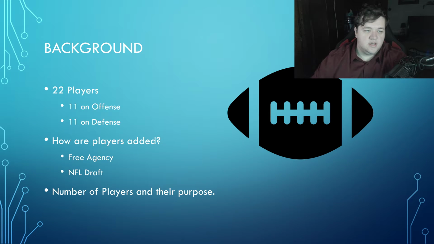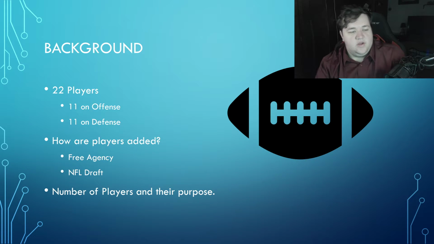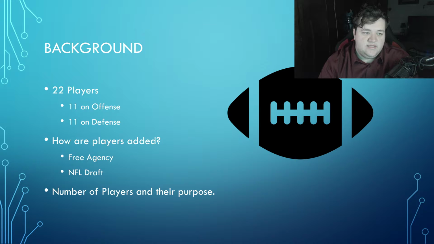Okay, so just a couple of things for the background for this. The way football works is there are 22 starting players total: 11 of the players will be on offense, and 11 will be on defense. Players are added through free agency or the NFL draft. There are 53 players total on a team. They can rotate those out, but typically they have 22 starters.